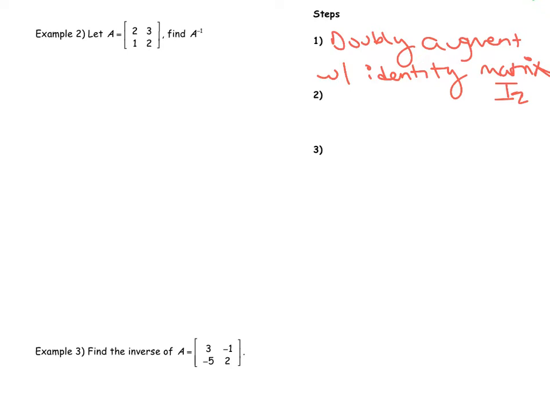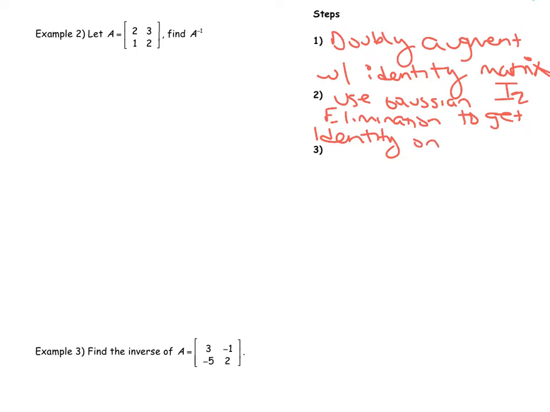And we want to use Gaussian, I know your favorite, Gaussian elimination to get the identity on the left-hand side. Okay, LHS means left-hand side. And then our third step is we want the matrix to be on the right-hand side. RHS means right-hand side. So I'll read these steps out one more time for us.